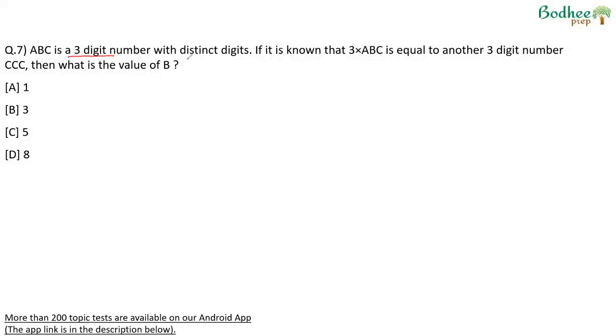ABC is a three-digit number with distinct digits. So A, B, C are different values. It is known that ABC into 3 is equal to another three-digit number CCC. What is the value of B? So when we multiply 3 to C, we should get a number ending in C itself.